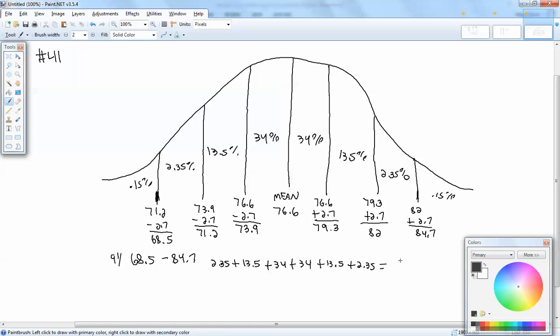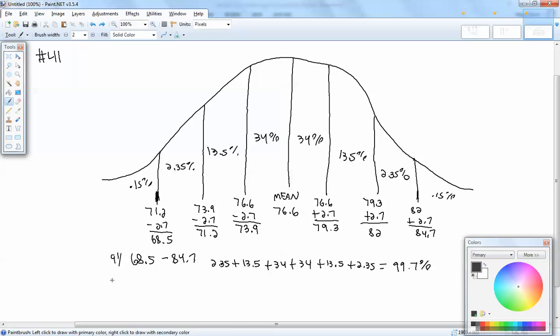And I think that's 99.7%. Just having trouble here with my pen. If you add those together, I may not have added those correctly, but again, here's 68.5, here's 84.7, and we're adding all the probability in between them. So I'm adding from here over to here. So I'm adding all that.